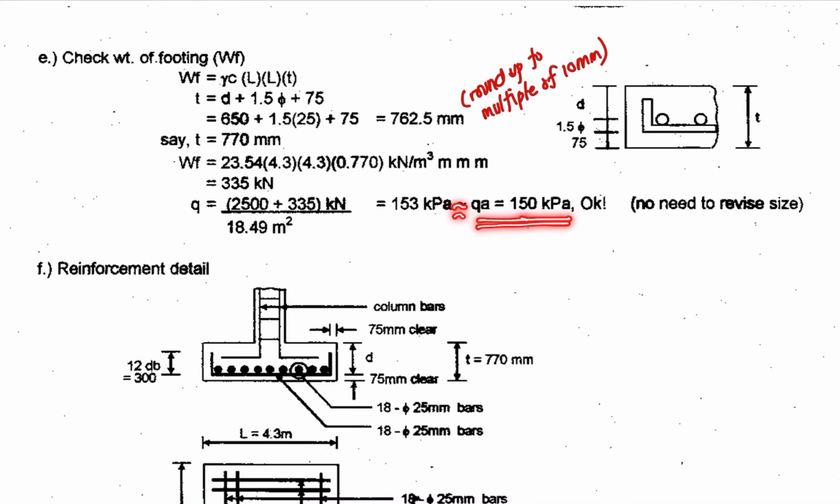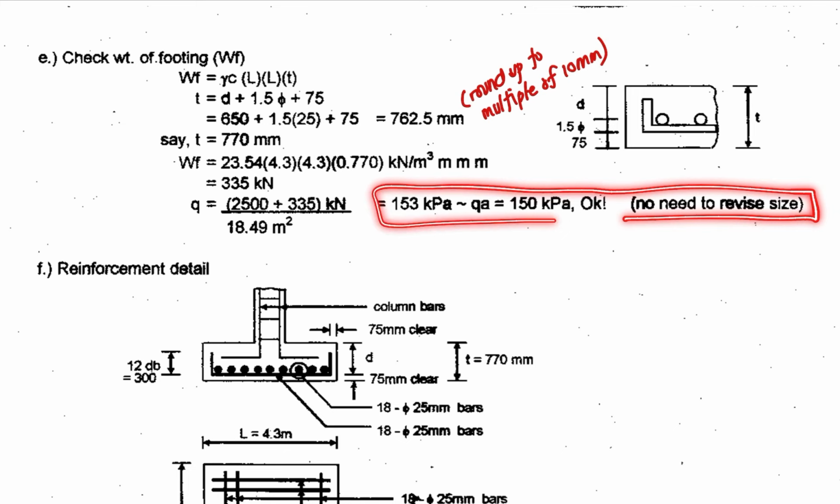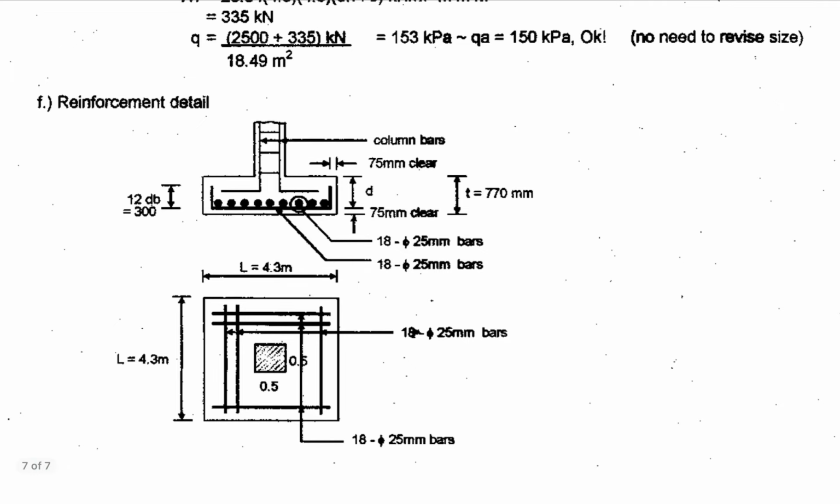Since you have your soil bearing capacity, or the allowable soil pressure, of 150. If you are not satisfied with this calculation, maybe you try to change your area. So you try 4.4 meters for your length or sides or dimension of your footing, so that you come up with the soil pressure less than your allowable. Okay, so no need to revise the size if okay. If not, you revise the size.